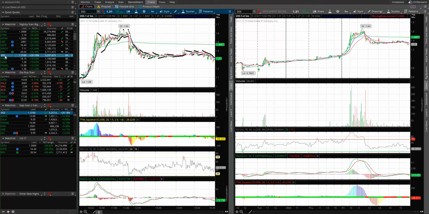Next up is DSS. It ripped over 5 days ago, from 76 cents. Man, this bull market is crazy. 76 cents. Now it's at a high of 1.64. It's liquid. It had 3 million shares. It had its run in the morning, and then it just kind of collapsed and consolidated.